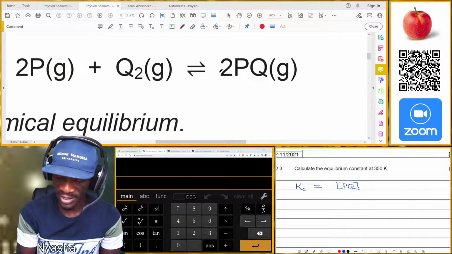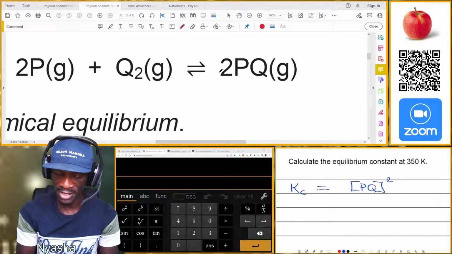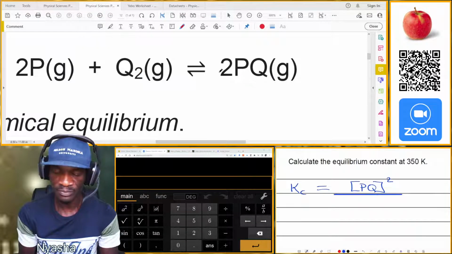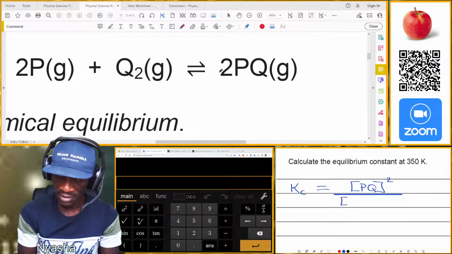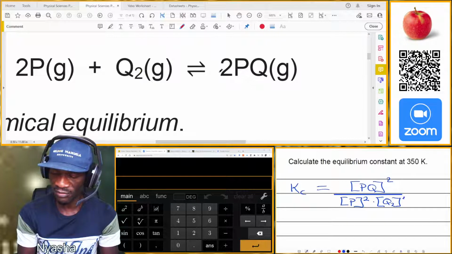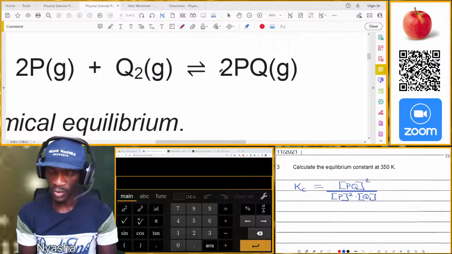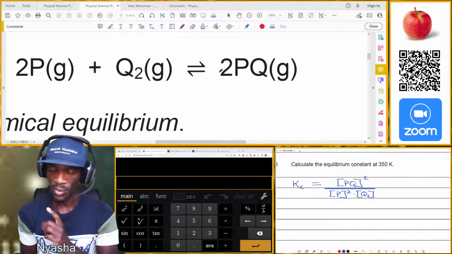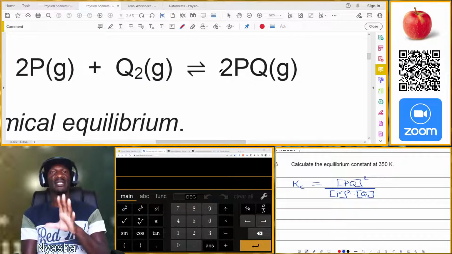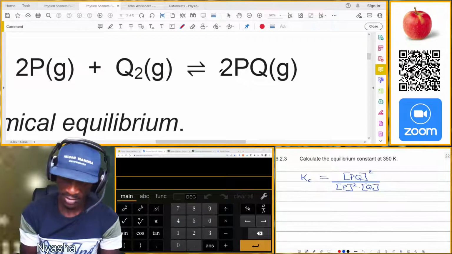So our PQ is raised to the power of 2, and then we are dividing by a product of concentrations this time: the concentration of P raised to the power of 2, multiplied by the concentration of Q2 raised to the power of 1, which we can just write like that. This is the equation that guides our calculation. So all we need to do in this question is to calculate the concentrations. That is the objective.